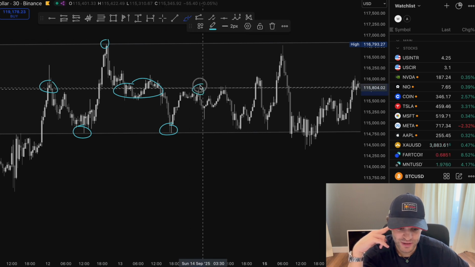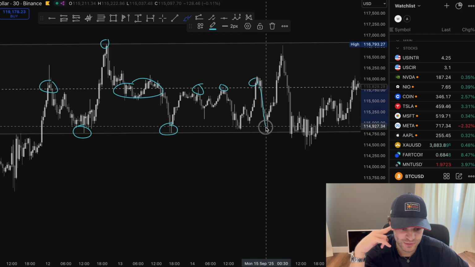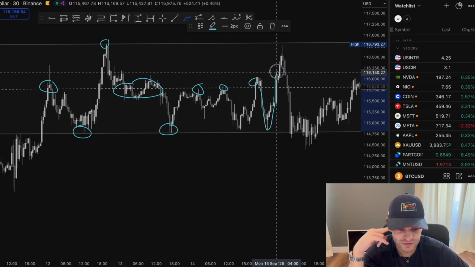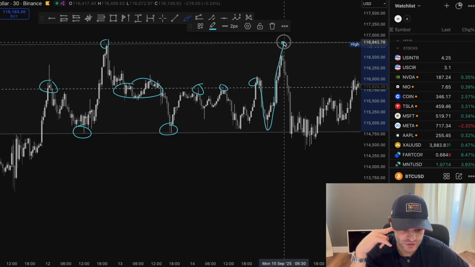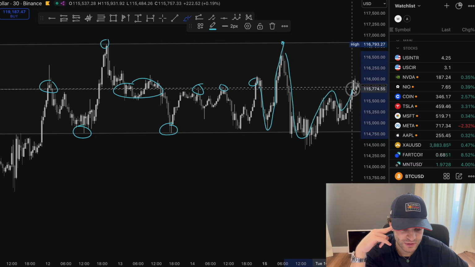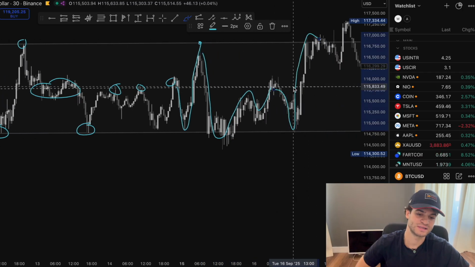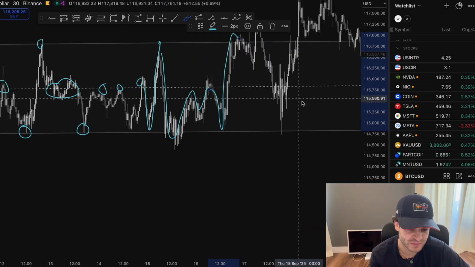Once again, middle of the range, middle of the range rejection, lower part of the range, flip the middle of the range, go to the higher range. Once again, low, towards the middle, middle again, lower, up. So as you can see, this is very respected, and it's a very, very simple strategy.